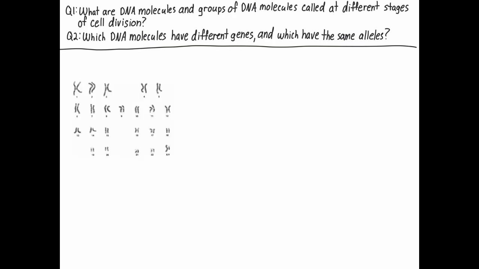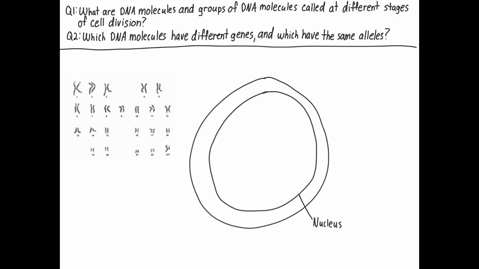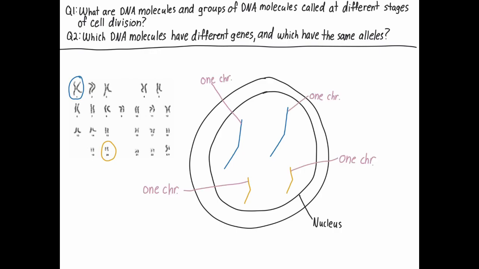To answer these questions, we're going to follow what happens to two chromosome types within a cell. We'll be following only chromosome 1 and chromosome 20 through cell division, although the same things are happening to all the other chromosome types as well. At this point, each chromosome is made of one DNA molecule.